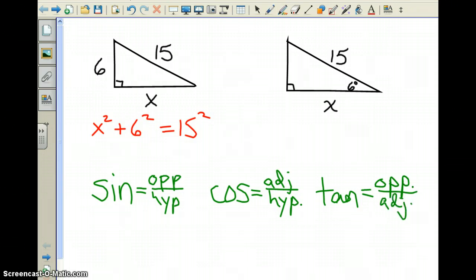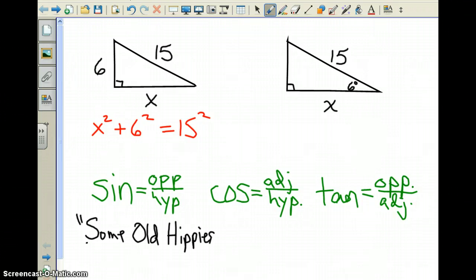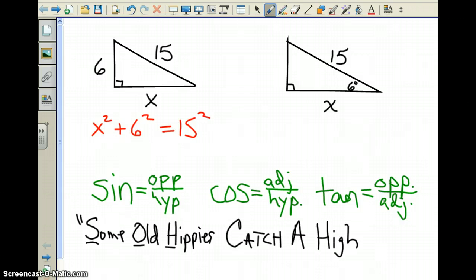Some people remember this with the saying "Some Old Hippies Catch A High, Tripping On Acid." So there's our S for sine, O for opposite, H for hypotenuse.